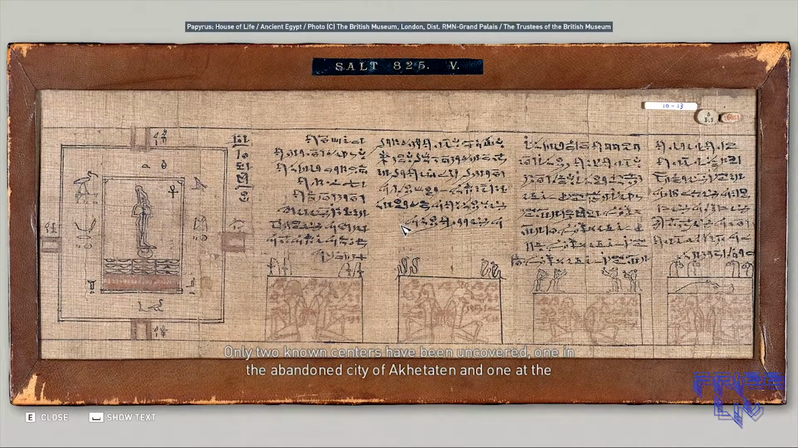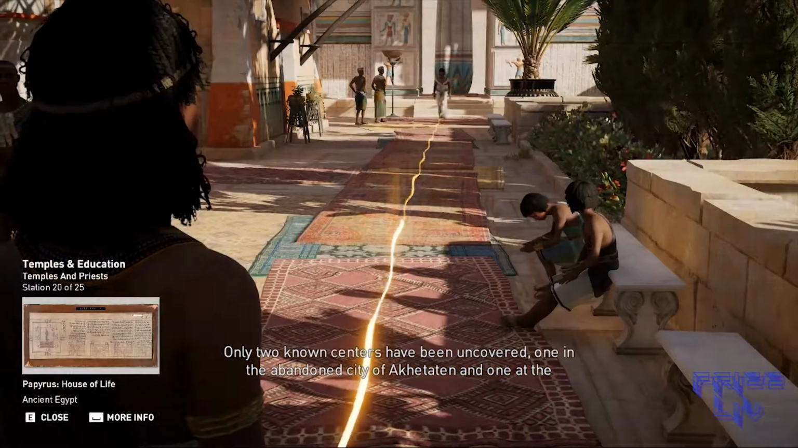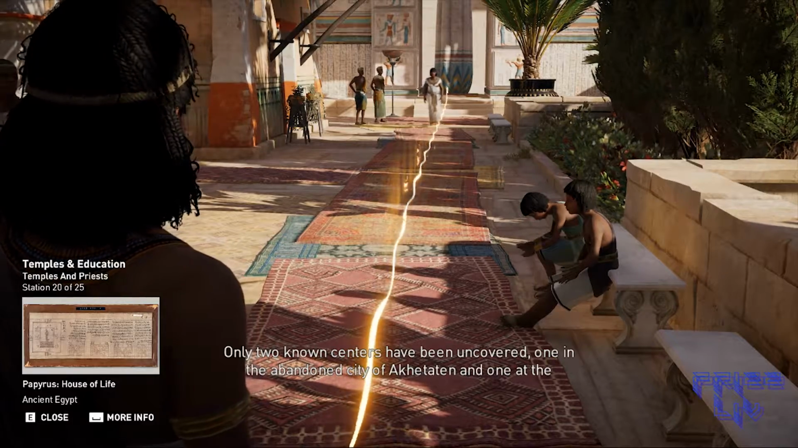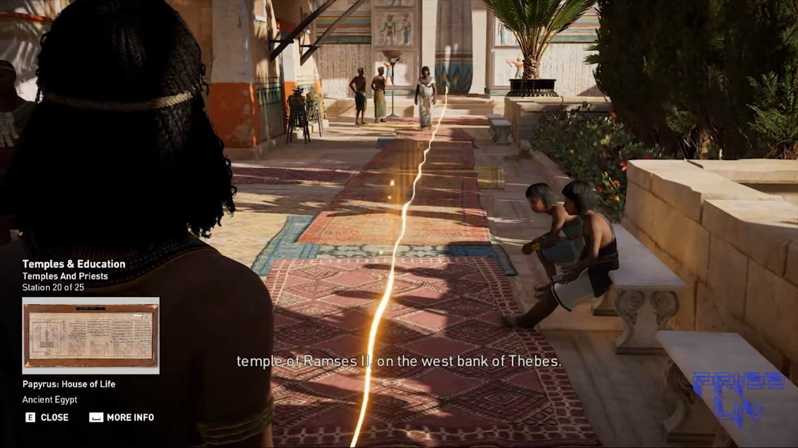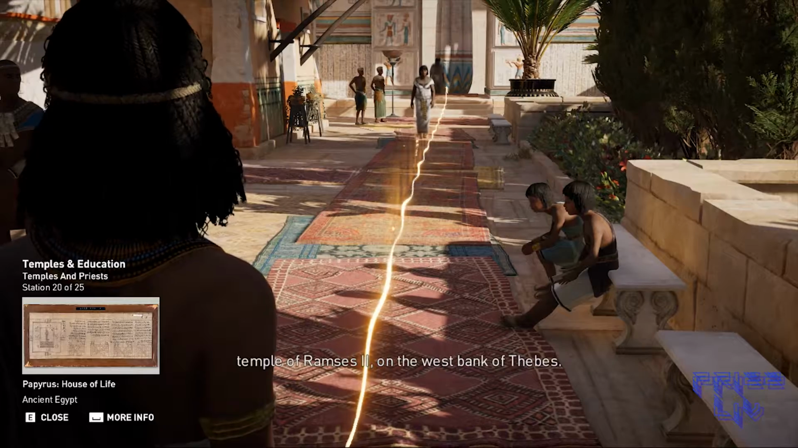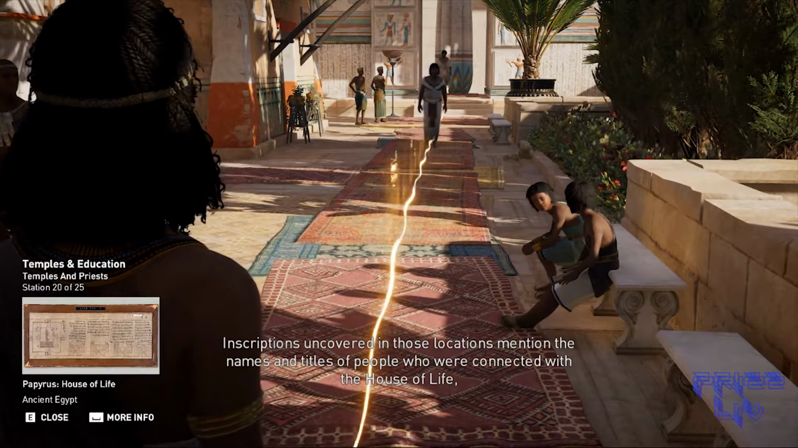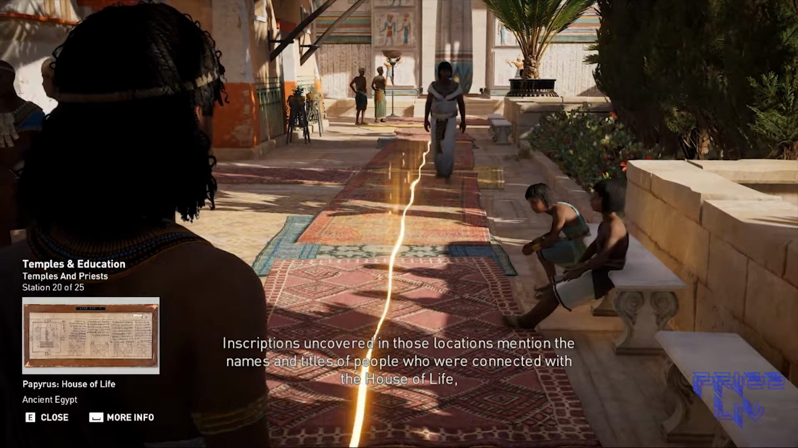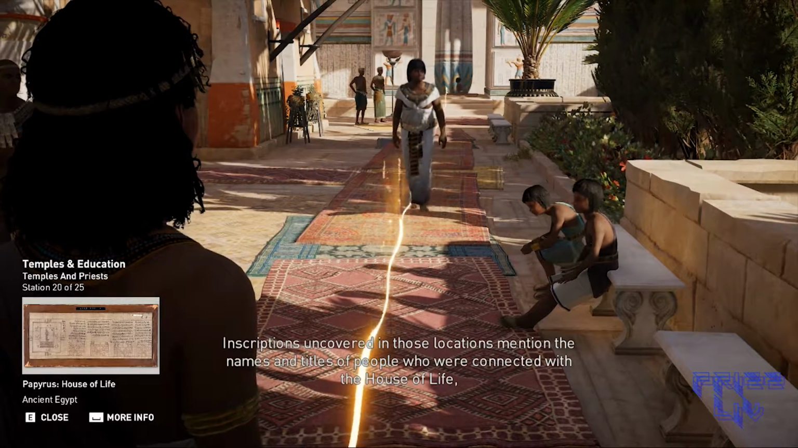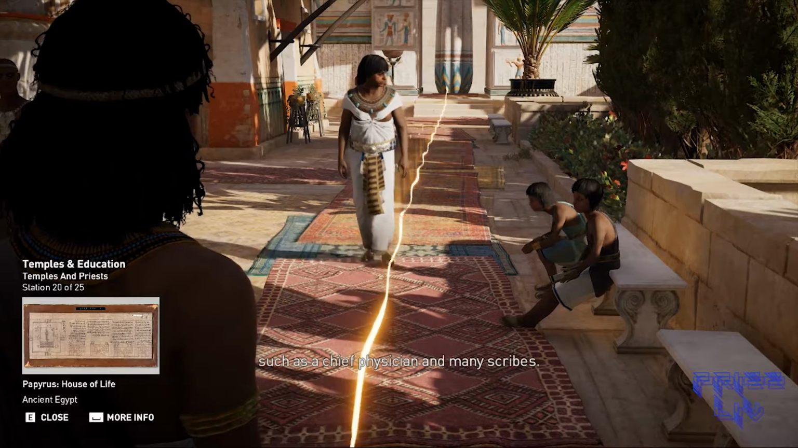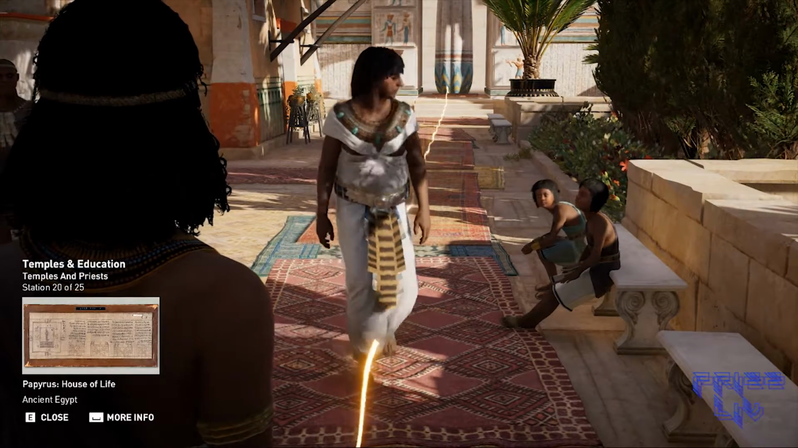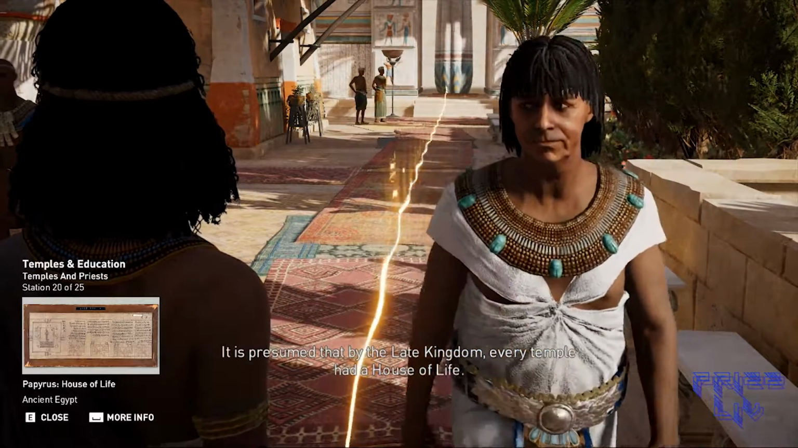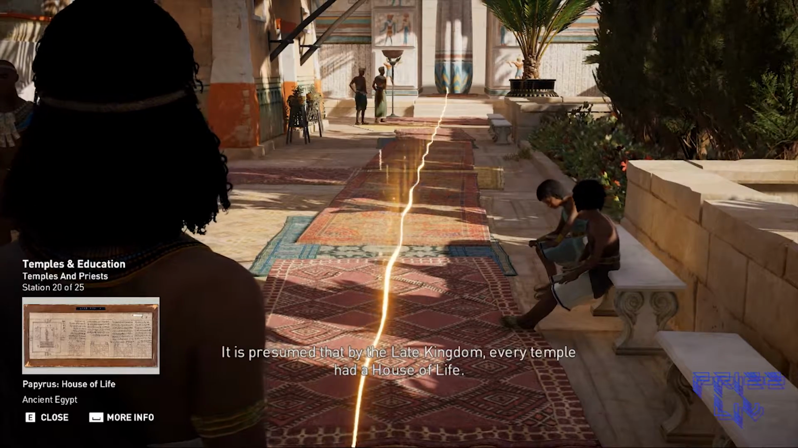Only 2 known centers have been uncovered, one in the abandoned city of Akhetaten and one at the temple of Ramses II on the west bank of Thebes. Inscriptions uncovered in those locations mention the names and titles of people who were connected with the House of Life, such as a chief physician and many scribes. It is presumed that by the late kingdom, every temple had a House of Life.